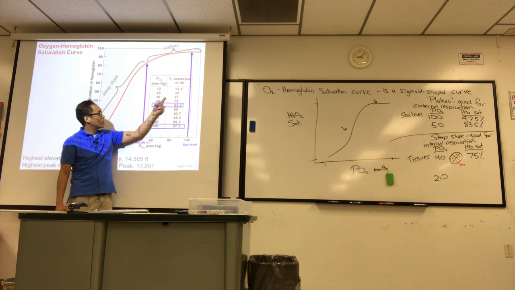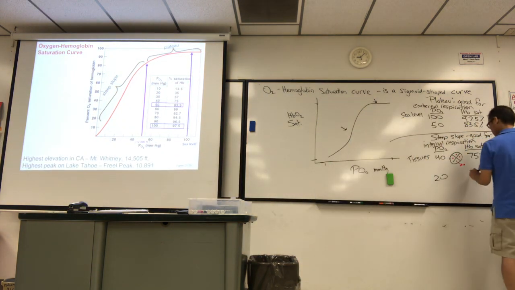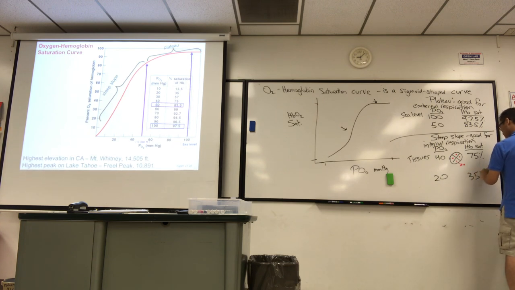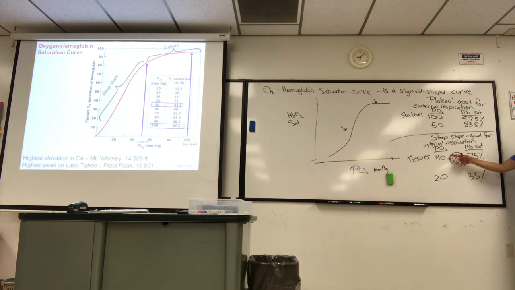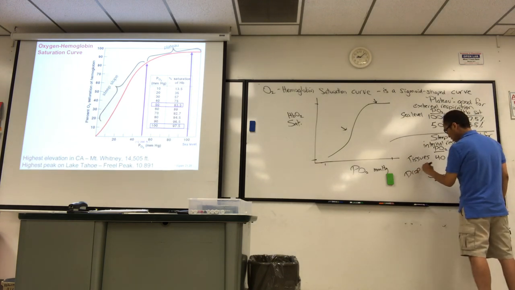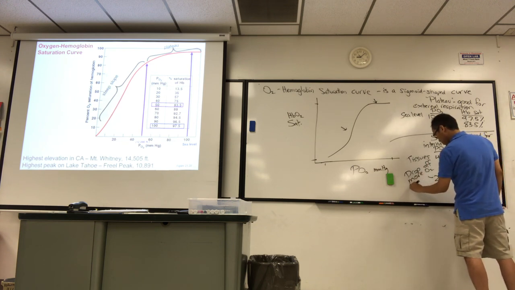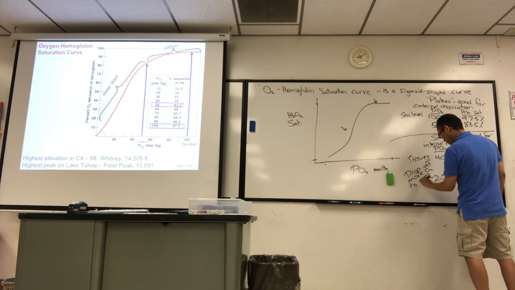But look how much it drops off. You go from 40 to 20, you go from 75 to 35. So it's like, you cut it in half, 40 to 20, you cut the saturation more than half. So you're dropping really fast. So you're dropping off more O2 to meet metabolic demands of exercise. So let me just write that. Drop off more O2 to meet metabolic demands.